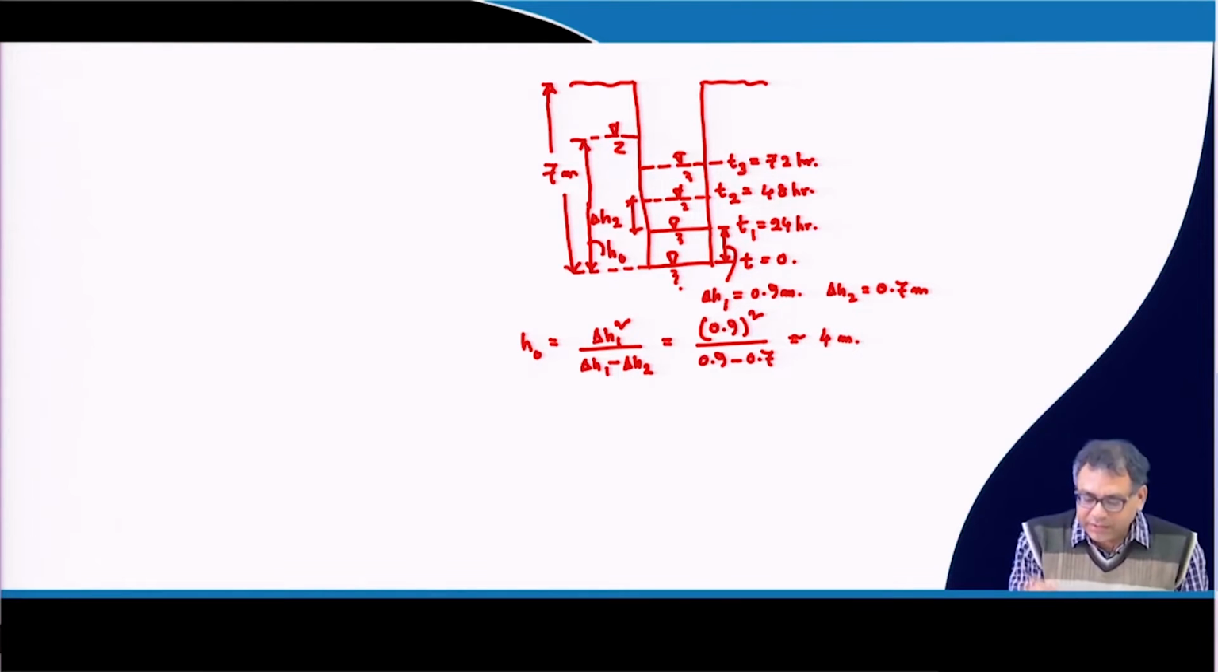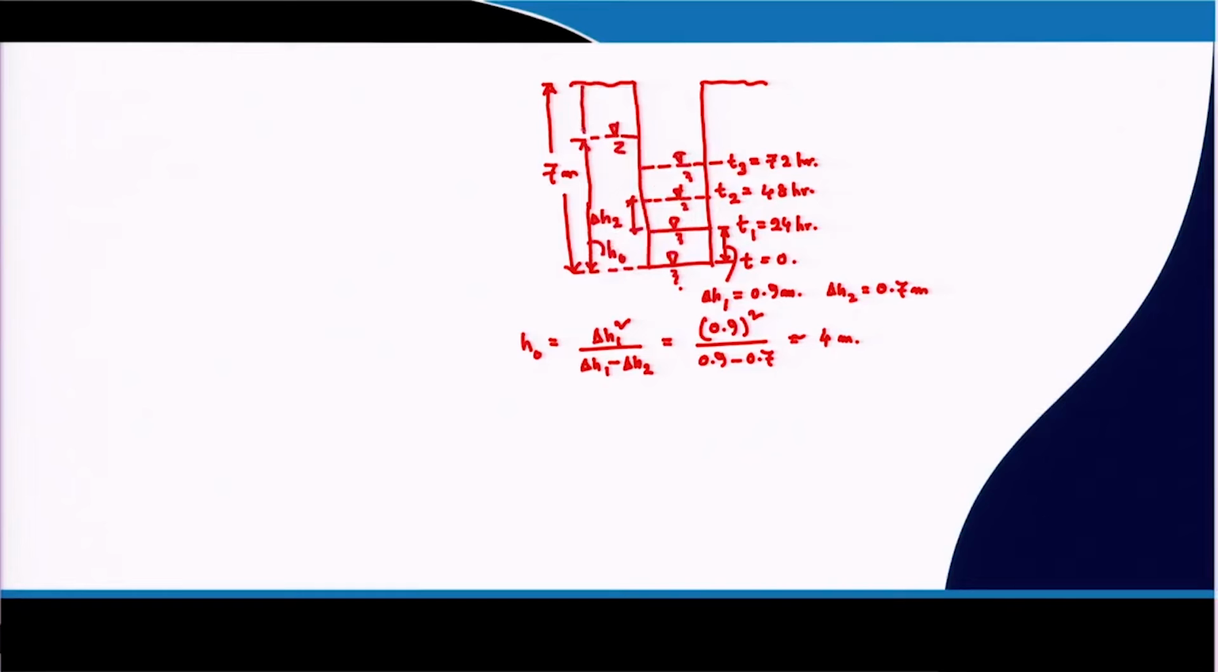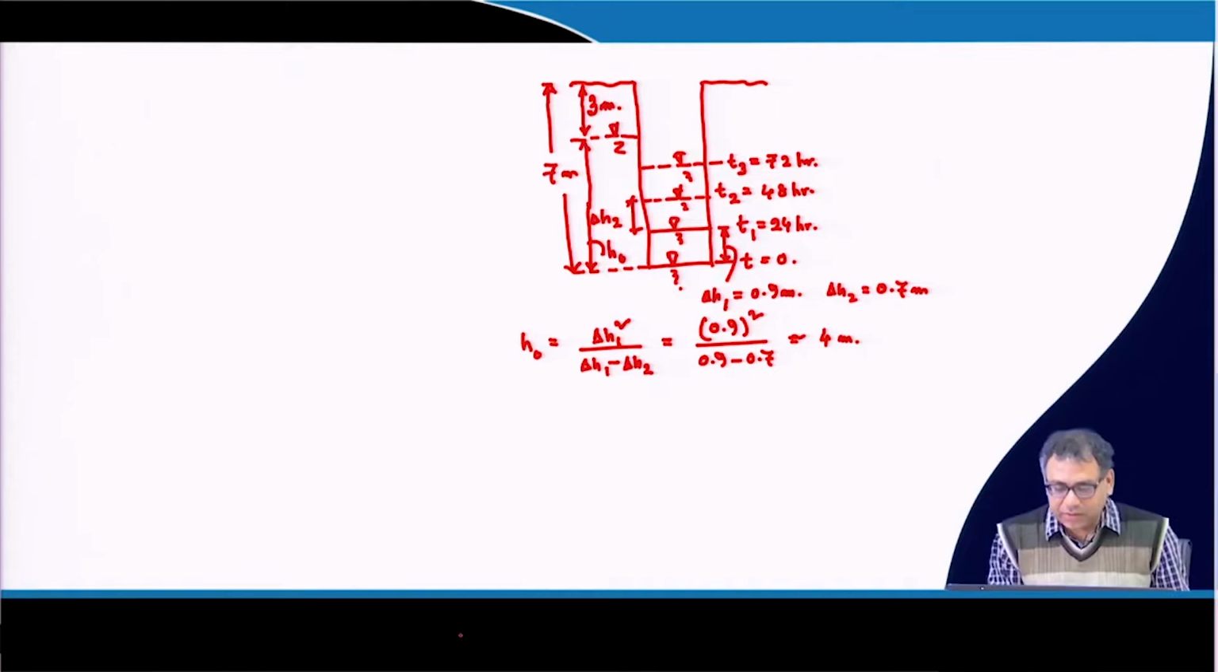So now we know that this is the 7 meter, so this is roughly 0.4 meter. So, this distance will be roughly 3 meter. This way we can determine the position of the water table from the ground surface.